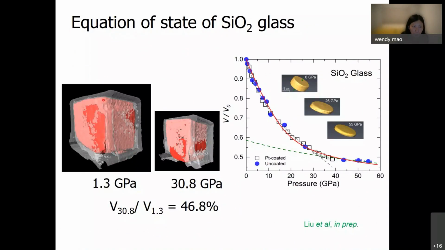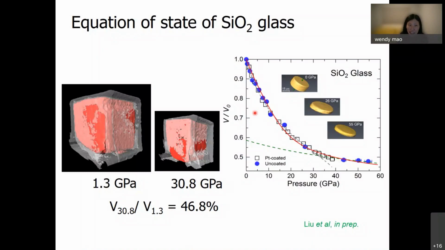So between 1.3 and 30 GPa, we actually saw a pretty significant decrease in volume. The 30 GPa sample was about half the volume of the 1.3 GPa sample. We did get a little bit worried that the platinum coating might be affecting our results.